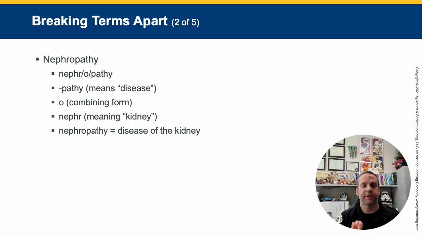But let's look at this guy. So when you put it together, nephr, kidney, O is your combining vowel, pathy is disease. So we get nephropathy, disease of the kidney. This kind of breakdown, incredibly useful.